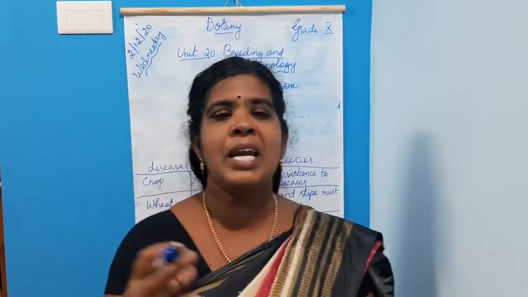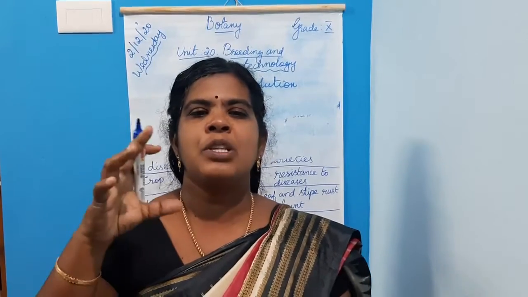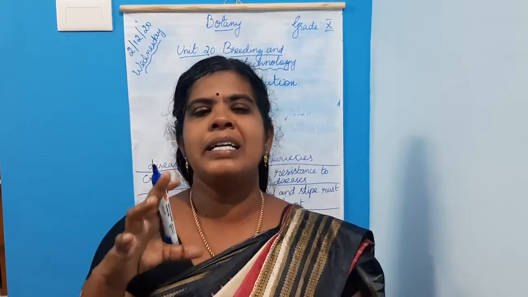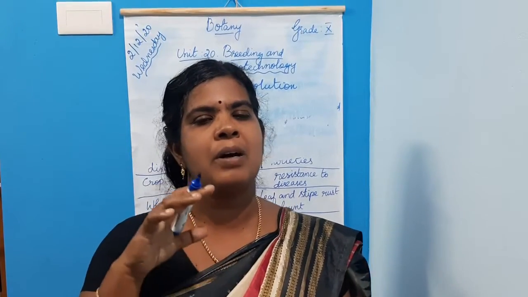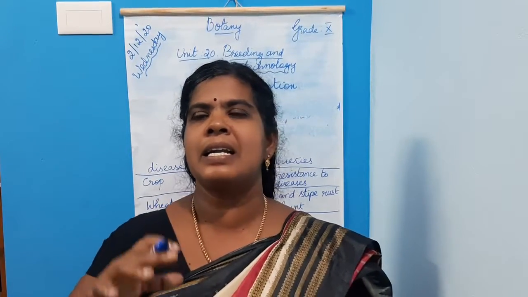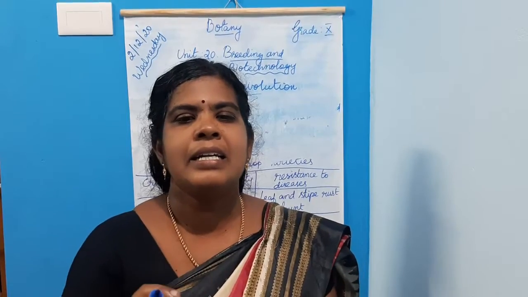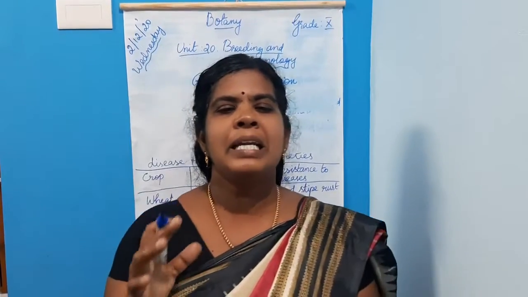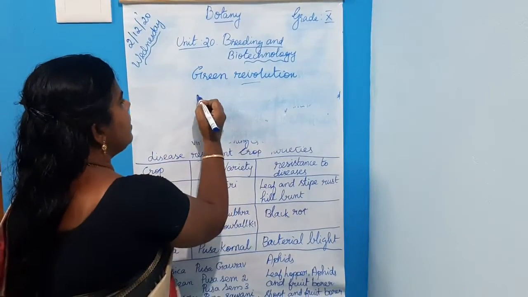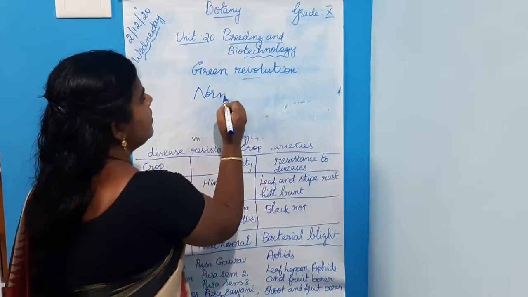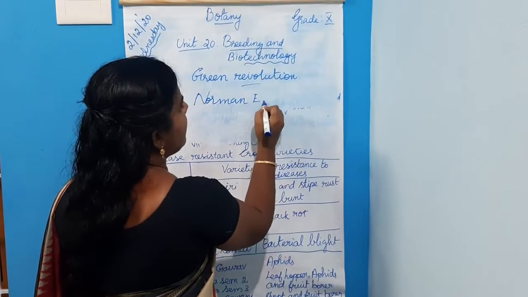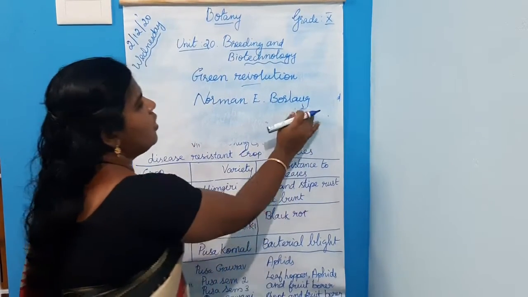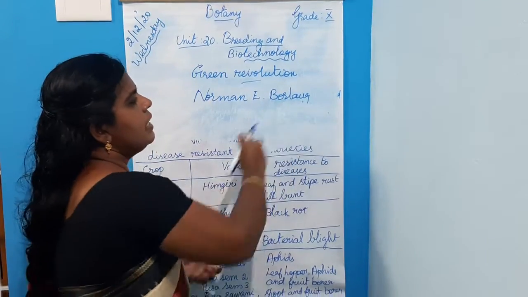Production will increase, isn't it? So the process of increasing food production through higher yielding crop varieties and modern agricultural techniques in underdeveloped and developing nations. Dr. Norman E. Borlaug is called the father of the green revolution.